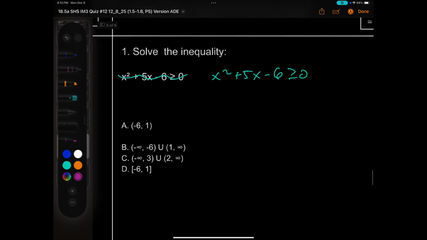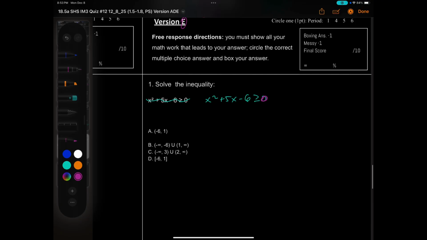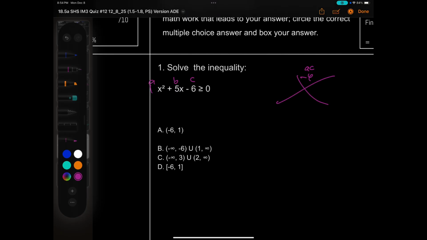Okay, we have to solve this inequality, and the first thing I want to do is make sure it's set equal to 0, which is good. The second thing I'm going to do is try to see if I can solve it. You could use quadratic formula, but I'm going to try using factoring. Alright, sorry, we got erased there for some reason.